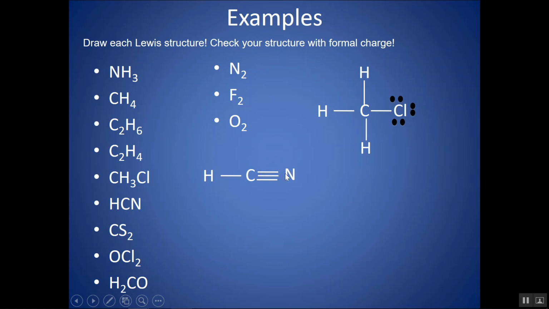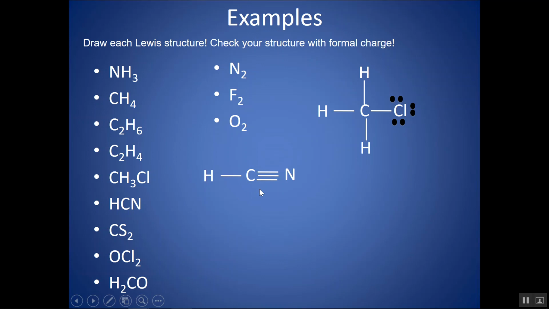Now C has 4 bonds, N has 3, H has 1. The bond amounts are met. Now we move on to dots. To put our dots, we figure out how many electrons each of these atoms should own. If they don't own the right amount, let's add more as dots. So carbon should own 4, 1, 2, 3, 4.